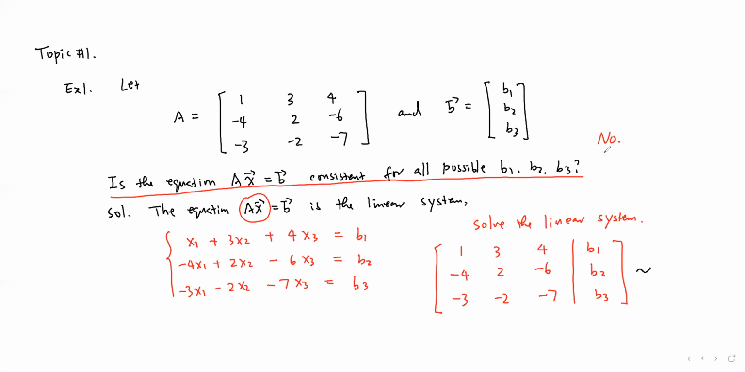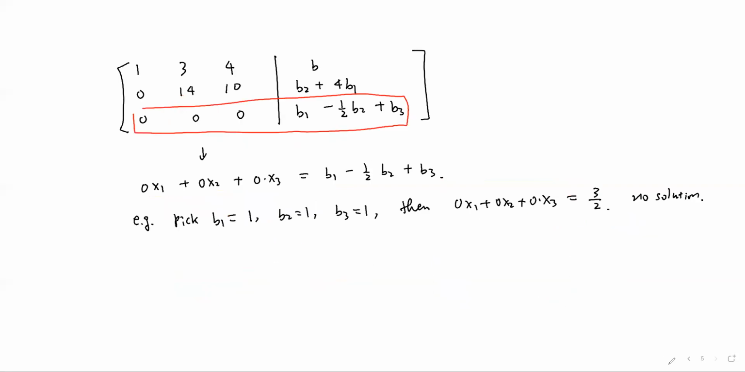Because this matrix, the third row is not a pivot row. The third row contains no pivot number. That's the reason. You see, after I reduce A to echelon form, you see the third row is all zeros, no pivot number. Therefore, the linear system is not consistent for arbitrary B1, B2, and B3.